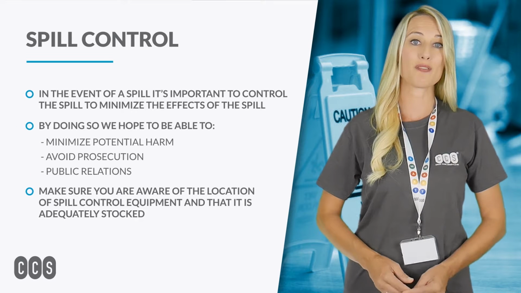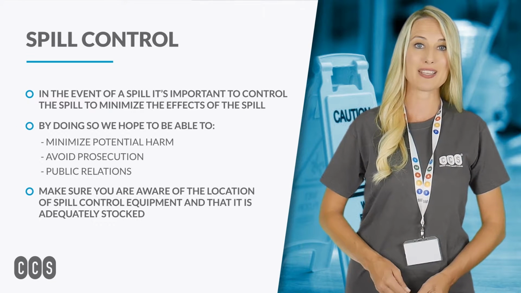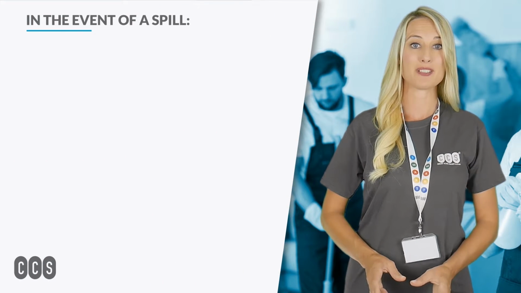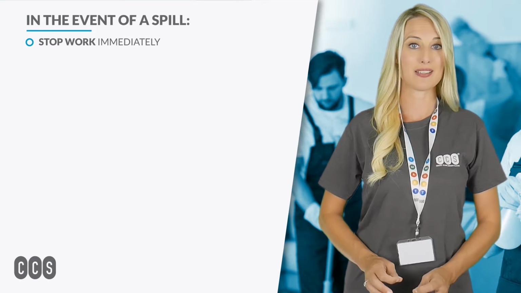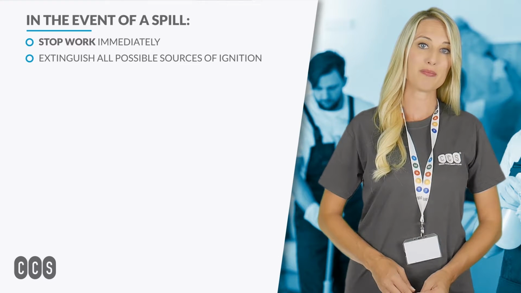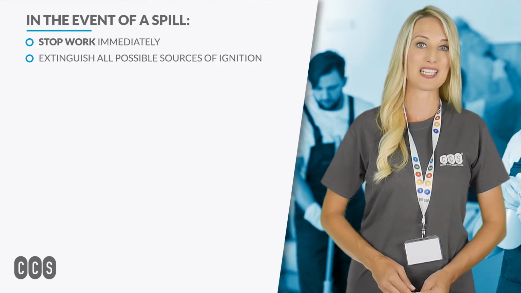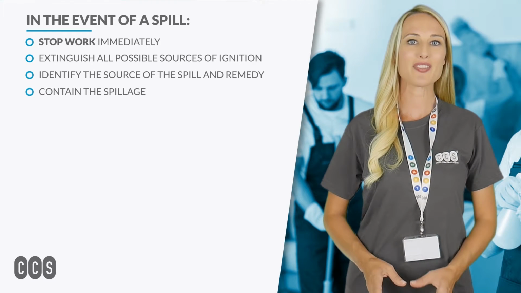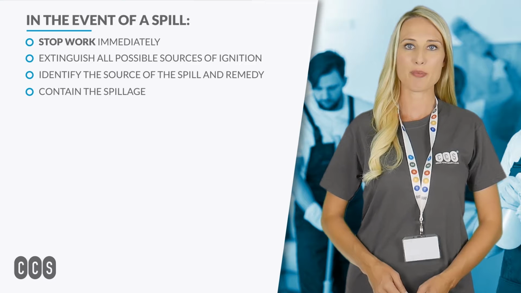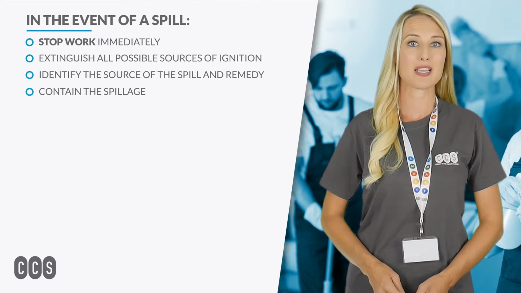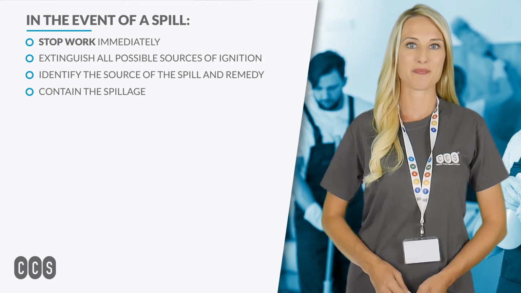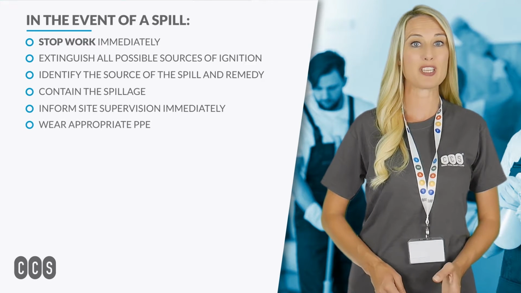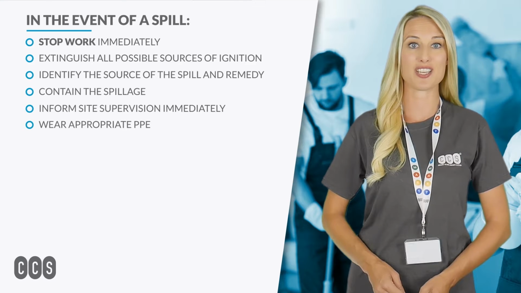Make sure you are aware of the location of spill control equipment and that it is adequately stocked. In the event of a spill, stop work immediately. If spillage is flammable, extinguish all possible sources of ignition. Identify the source of the spill and remedy. Contain the spillage. This may be carried out by using bunds or bungs to surround the area in question. Inform site supervision immediately. Where appropriate, wear PPE as specified in the safety data sheet.